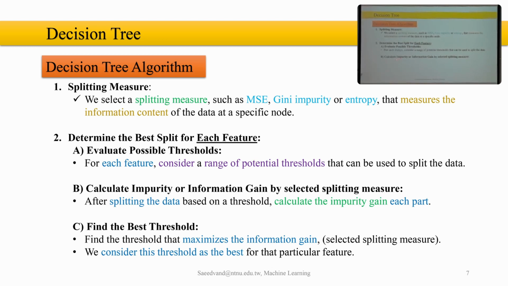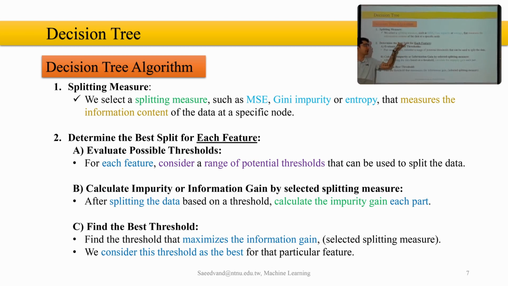After that, we calculate the impurity or information gain for each splitting measure. After the calculations that happen after splitting data based on the impurity gain, for each that we calculate, finally we find the best threshold. Finding the best threshold can be, for example, maximization of the gain that we have, maximum of this or minimum of this value, depending on the measure that we are choosing. For example, if it's uncertainty, we need to decrease it. So these three steps help me to determine the best split for each feature.